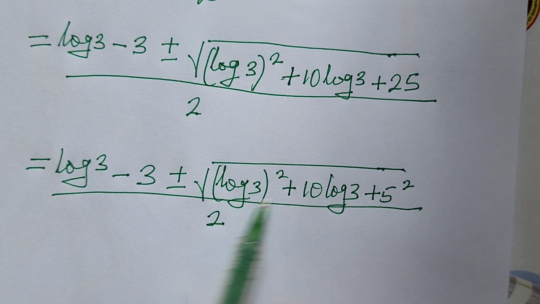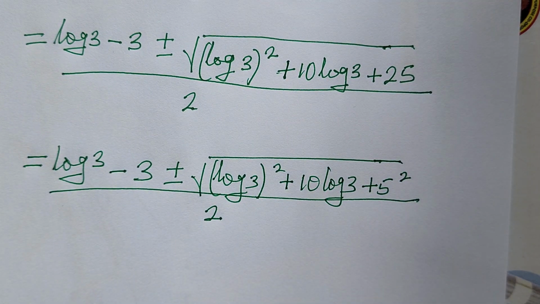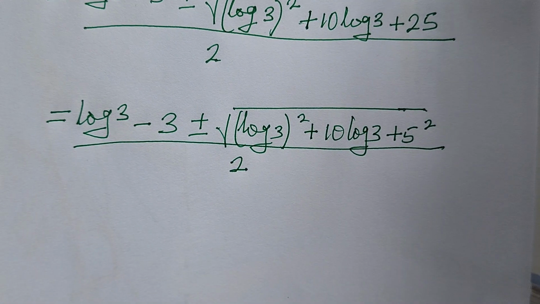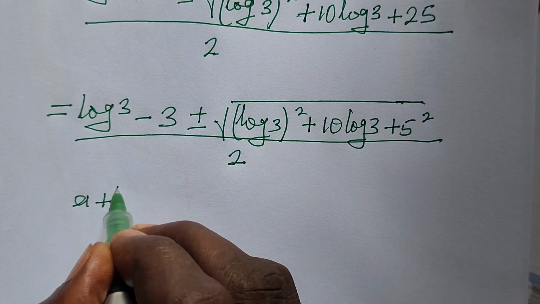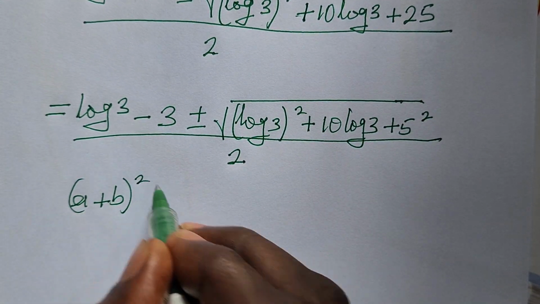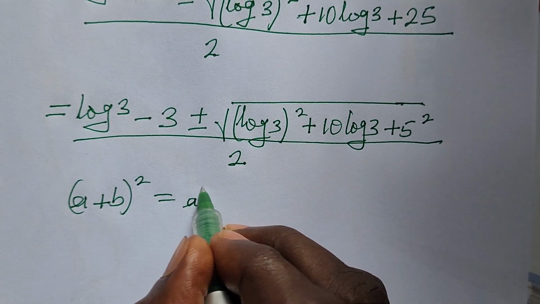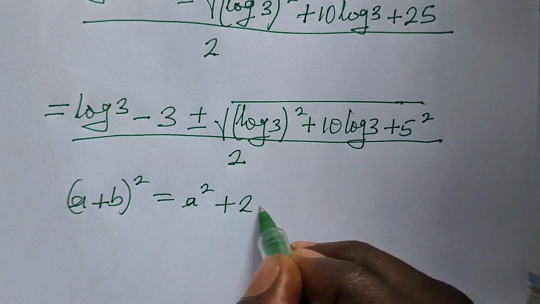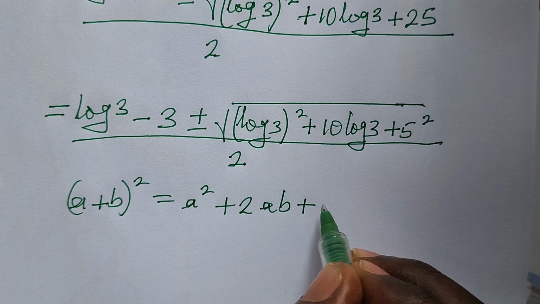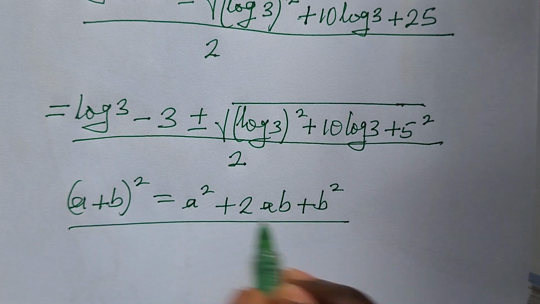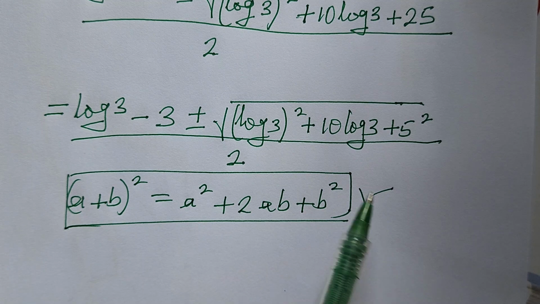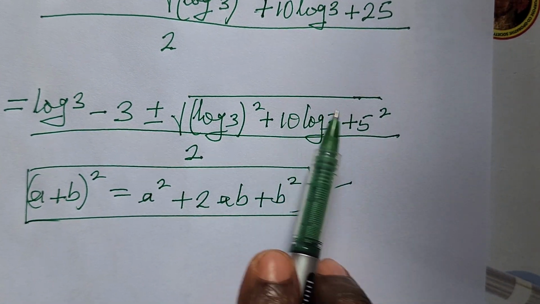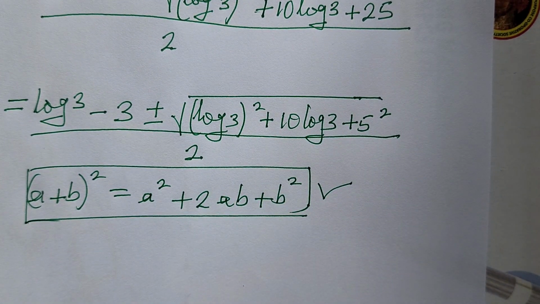Now check out this expression we have here. Remember the algebraic identity which says that if you have a plus b all to the power of 2, this is equal to a squared plus 2ab plus b squared. Remember this very well? Okay. So if you remember this, look at what we have in here. We have a similar expression of this kind here.